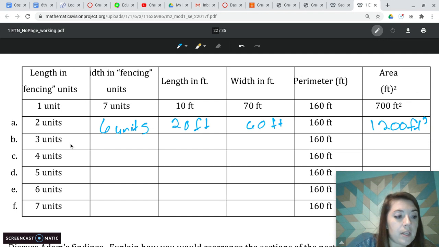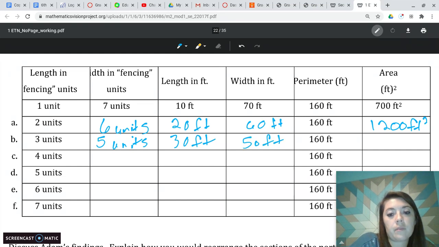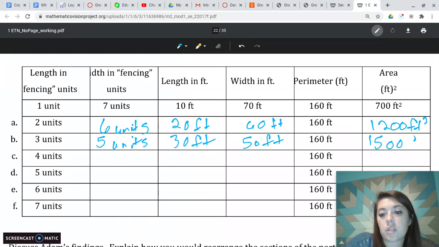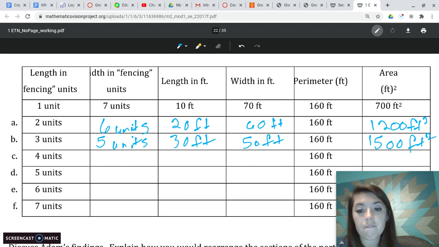So for 3 units, if it's 3 units in length, then it's going to be 5 units in width, which is going to make this 30 feet and 50 feet. Perimeter, double this, we get 100, double this, we get 60, add them together, 160, so that is true. 5 times 3 is 15, so 50 times 30 is 1,500 feet squared. Remember, area is always going to have a label of feet squared.